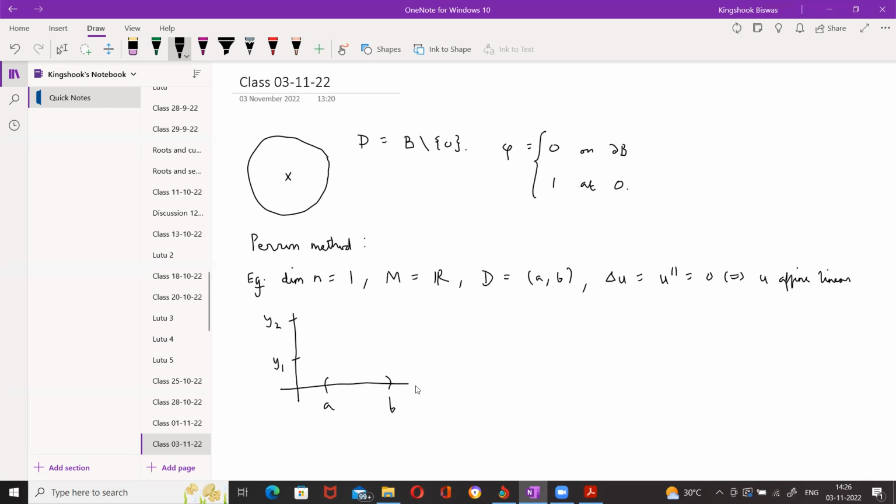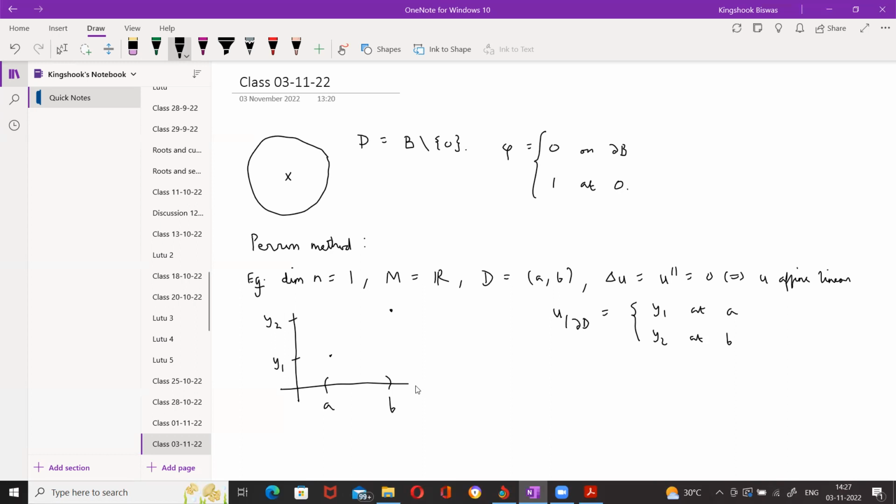So U restricted to boundary D is equal to Y1 at A and Y2 at B, and we want to solve the Dirichlet problem. So we want U double prime equal to 0. Of course, we know what the solution is. It's going to be the straight line joining these 2 points, right?